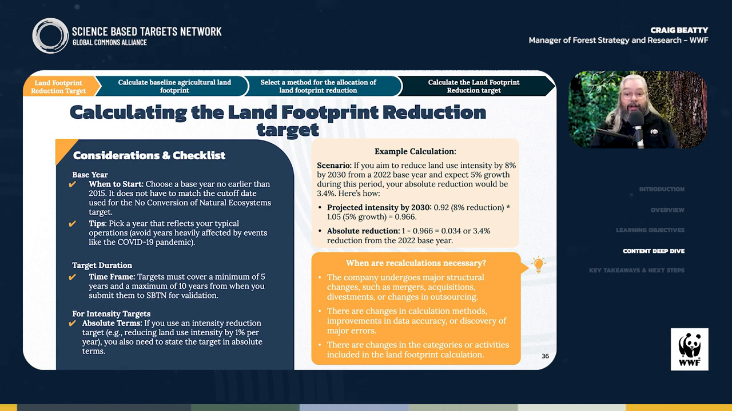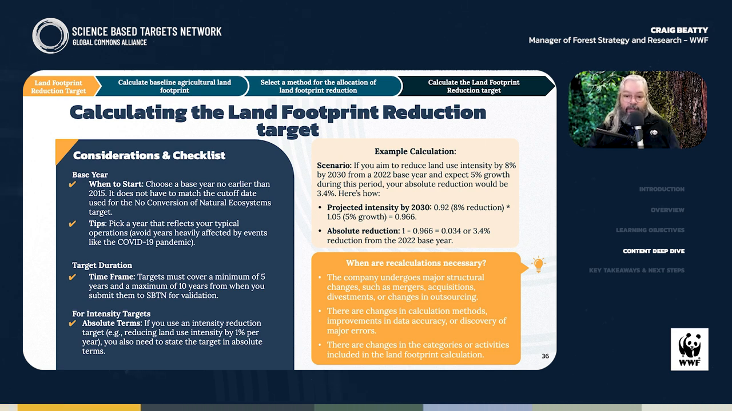With that in mind, let's look at an example calculation. Imagine you aim to reduce your land use intensity by 8% by 2030 from a 2022 base year and expect 5% growth during this period. Your absolute reduction would then be 3.4%.